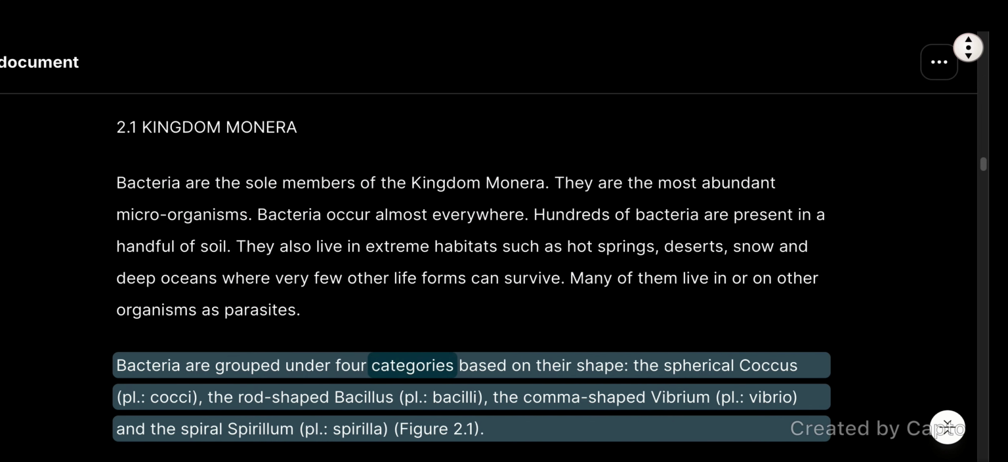Bacteria are grouped under 4 categories based on their shape: the spherical coccus, plural cocci; the rod-shaped bacillus, plural bacilli; the comma-shaped vibrio, plural vibrios; and the spiral spirillum, plural spirilla. Figure 2.1.